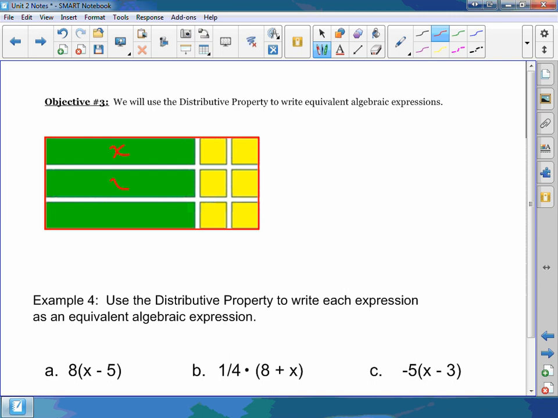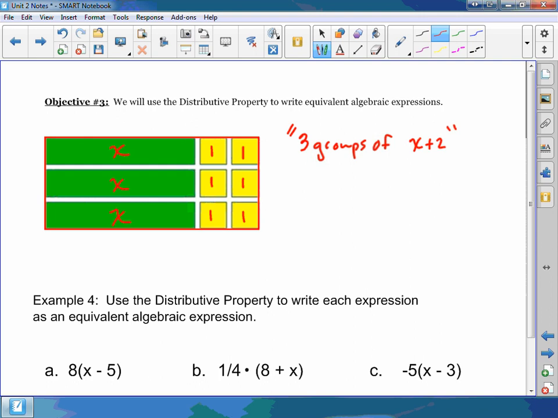These green bars still have a value of x, but let's just say these yellow squares are like your blue squares today in class, and they all have a value of positive 1. Now, when you first look at this rectangle, if I said to write an expression about what you see, well, today in class, we would have worded this as 3 groups of x plus 2.